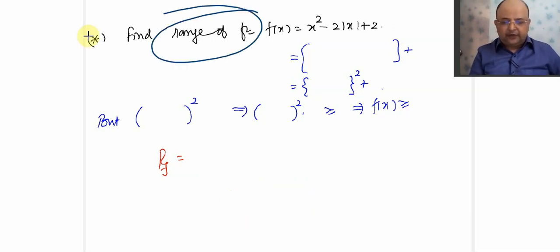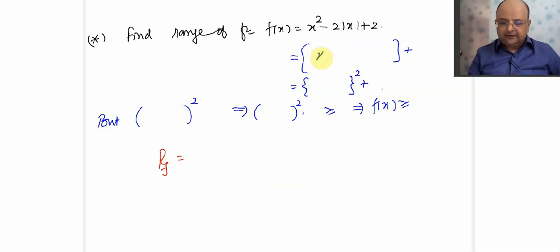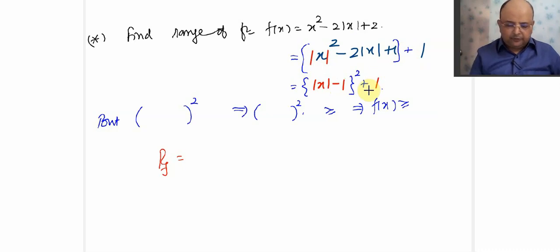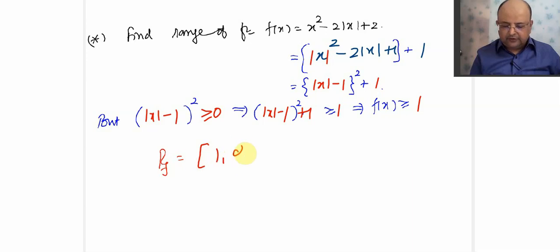Right now I want to find out the range of the function. This is x square minus 2 mod x plus 1. If I replace, you say x square or you say mod x square, it is one and the same. So this is a perfect square: (mod x minus 1) whole square plus 1. You know that (mod x minus 1) whole square is always greater than or equal to 0. So I add 1 to both the sides. So f of x is greater than or equal to 1. So the range is the closed-open interval 1 to infinity. Easy? Okay.